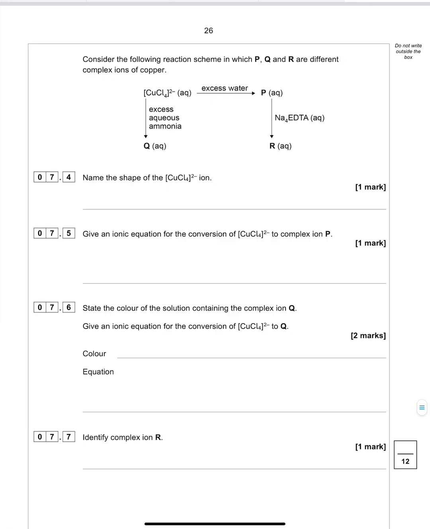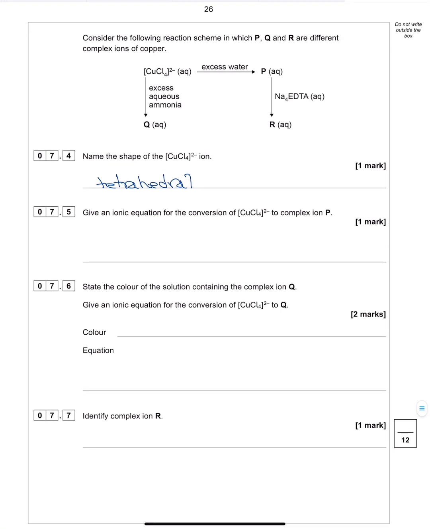So the first question here is to name the shape of the CuCl4 complex. So this is a complex with 4 coordinate bonds. So this is going to be tetrahedral. Remember that chloride is quite big. This is why there are only a maximum of 4 chloride ions that can surround the central metal. So it's always going to be tetrahedral.